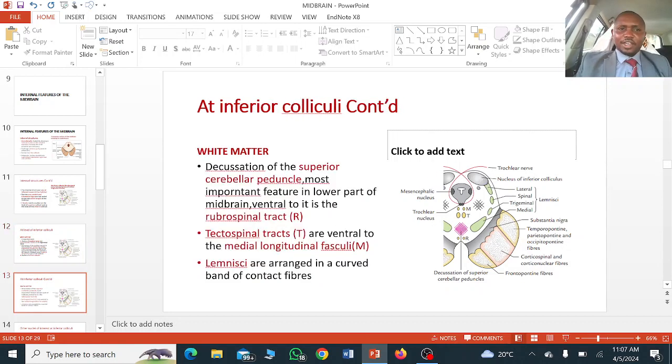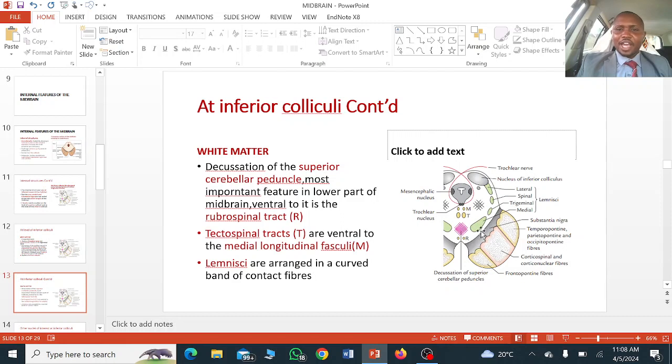So we will now move on from the gray matter, and we will talk about the white matter at the level of the inferior colliculus. We have the decussation of the superior cerebellar peduncle over here, which is the most important feature in the lower part of the midbrain, and ventral to it is the reticulospinal tract, labeled R over here, and the tectospinal tract are ventral to the medial longitudinal fasciculus, which is labeled M over here.